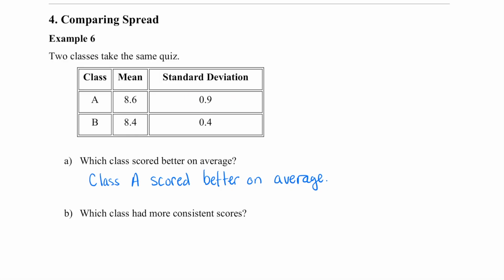So let's compare the standard deviations. Class A has a standard deviation of 0.9. Class B has a standard deviation of 0.4. Since 0.4 is smaller than 0.9, Class B's scores were less spread out. That means Class B was more consistent.